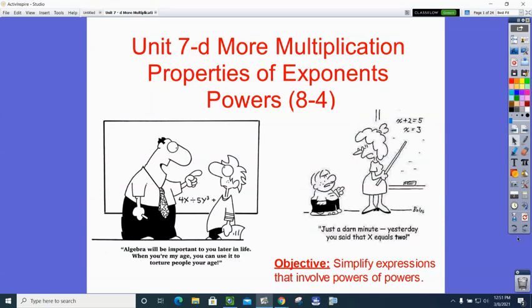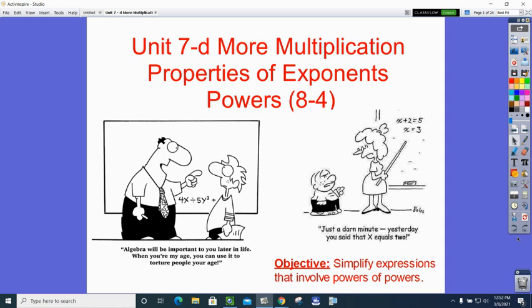So today we're going to add a fourth rule to our exponent rules. I kind of think of this as raising powers to exponents, powers to powers. So the book calls it more multiplication properties of exponents. So our objective is going to be to simplify expressions that involve powers of powers.